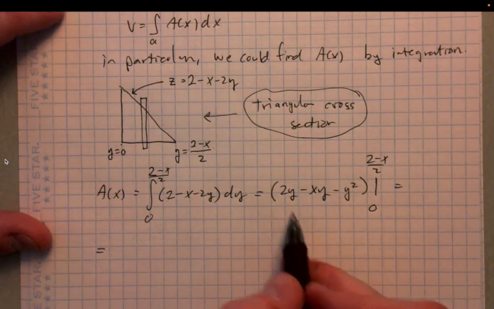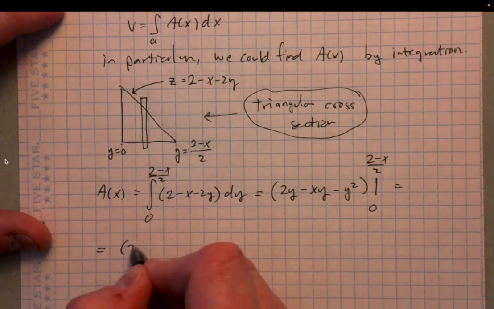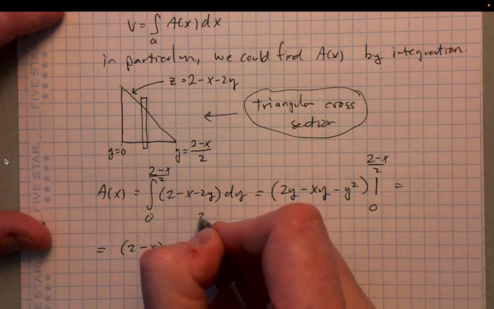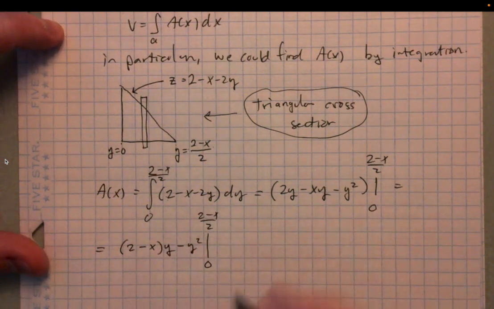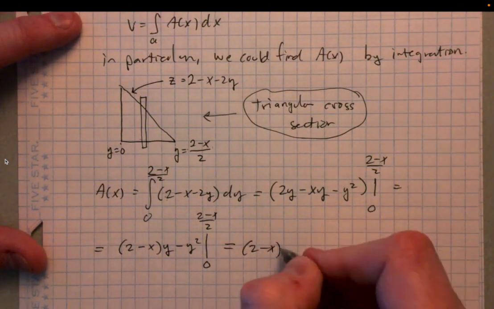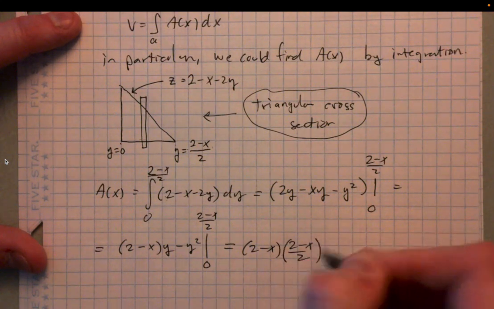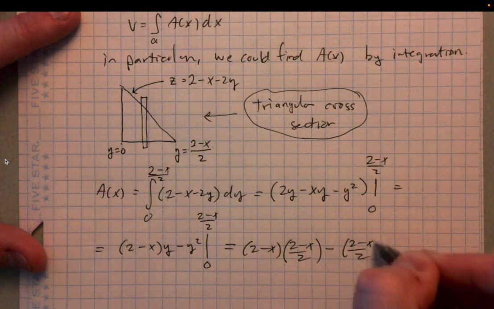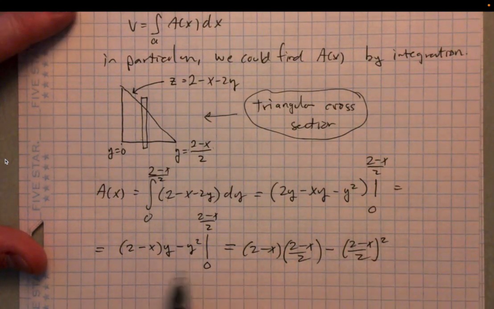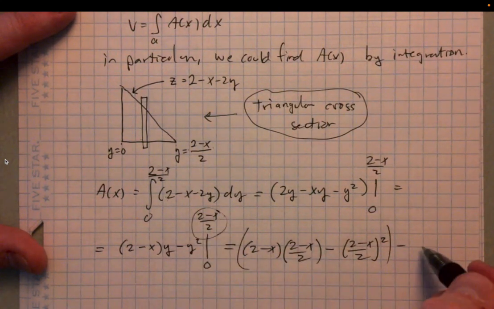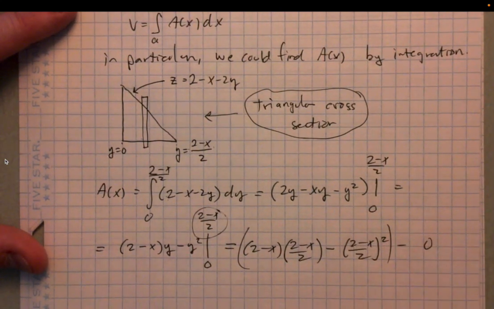Okay, and we can simplify this a little bit. Let's write 2 minus x times y minus y squared from 0 up to (2 minus x) over 2. And what do we get? Well, we get (2 minus x) times (2 minus x) over 2, minus ((2 minus x) over 2) squared, and then minus everything is 0. So this is the upper one, and then the lower one is all zeros. Okay, so minus 0 minus 0.